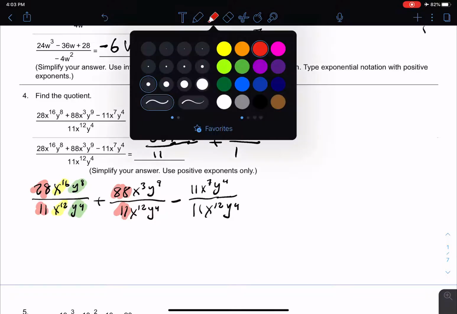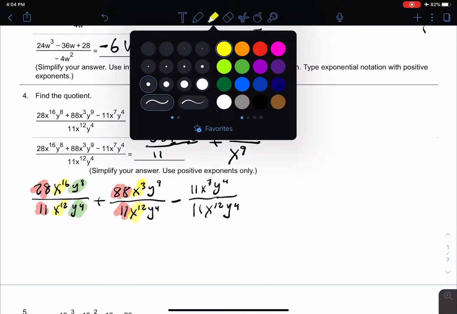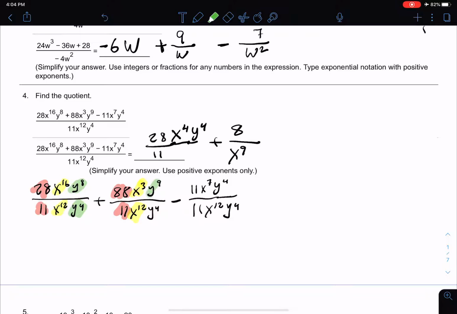Let's go to our next color, which is yellow, which is looking at x's. I got x to the 3rd over x to the 12th. Reduce 3 of them, and I'm left with how many? Yep, I'm left with 9 on the bottom. So x to the 9th in the denominator. Now let's take a look at our next. I think that's the color I used, yep. And so we have y to the 9th up top, y to the 4th, reduce, reduce, reduce, reduce, 4 of them, and we're left with y to the 5th up top.